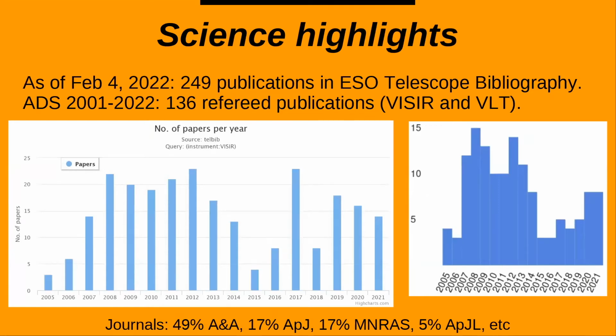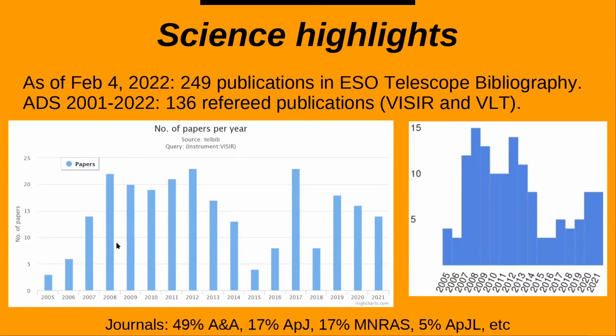Now a few words about the science. As of a couple of days ago, there have been about 250 publications with VISIR, okay? That may not be as much as you see from MUSE or from X-Shooter or from FORS, but we should remember that this is a relatively narrow niche instrument, and there are only on average about 15 proposals approved per semester, 30 per year. So that's not that many.